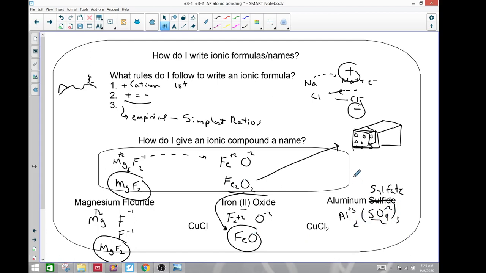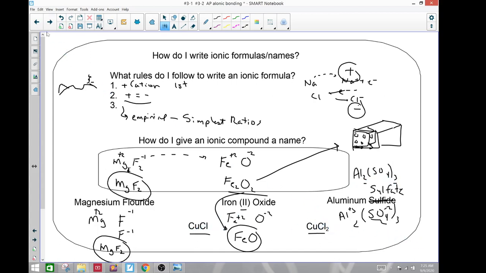So this thing is going to be Al2(SO4)3. Is this empirical? 2 and 3 are empirical. Cannot be reduced down. All right, these two. Why did I choose these two? They're going from a name back to a formula.